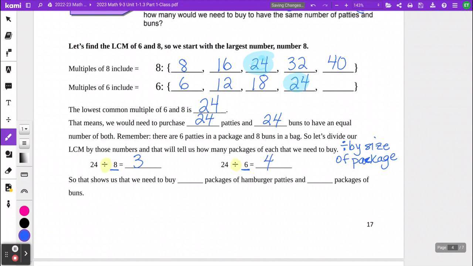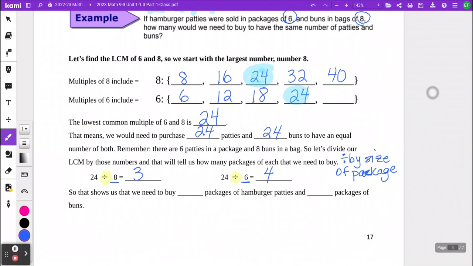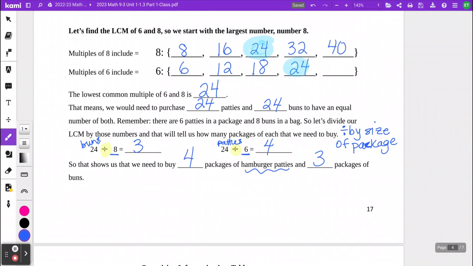So that means that the buns in packages of, let's see here, what did it tell us? Patties were in 6. So this is our patties, and this is the buns. So it's saying that we need to buy how many patties? Well, 4 packages of patties, because 4 times 6 will give me a 24. And I need to buy 3 packages of buns. Okay? All right.